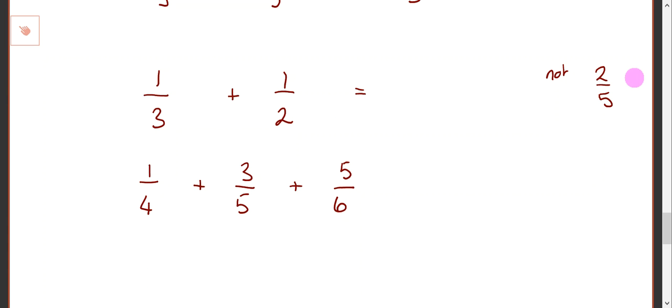Now, which number in the fraction tells me the size of the fraction? The denominator. The 3 and the 2. Which fraction is bigger? The half. So we know half is bigger than a third, so you can't add them together. They're different sizes. But we can write them as equivalent fractions so that they have the same denominator. Any ideas what that could be?